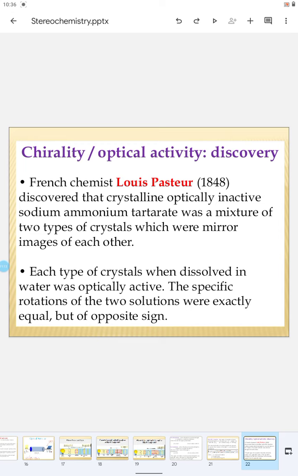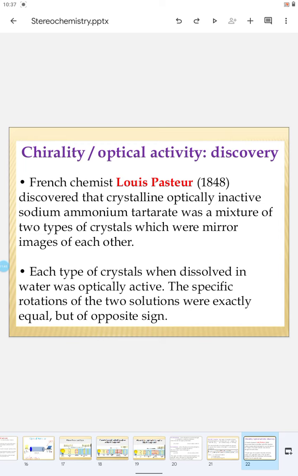And the condition for optical activity is that the compound contains a chiral center or chiral axis and does not contain an element of symmetry. So what is a chiral center? It is also called a stereo center, a stereogenic center, which is nothing but an atom connected to four different groups.